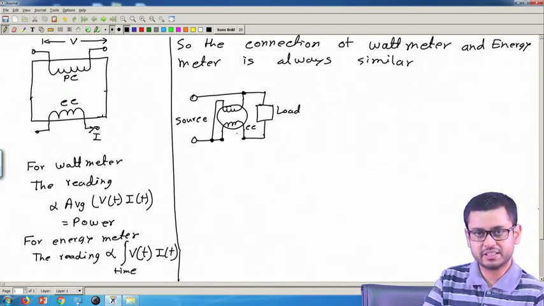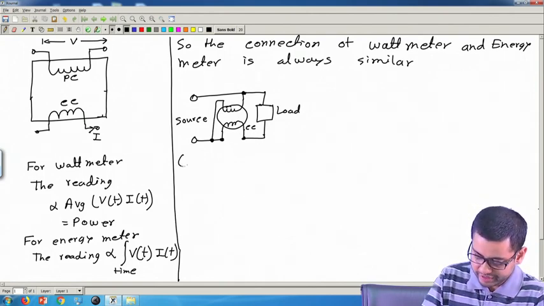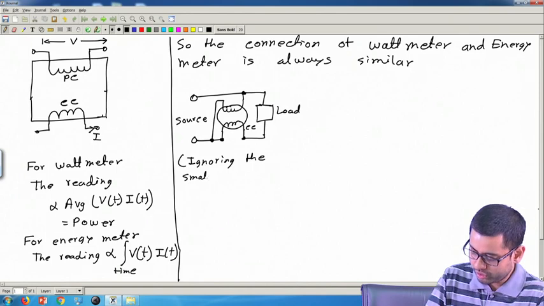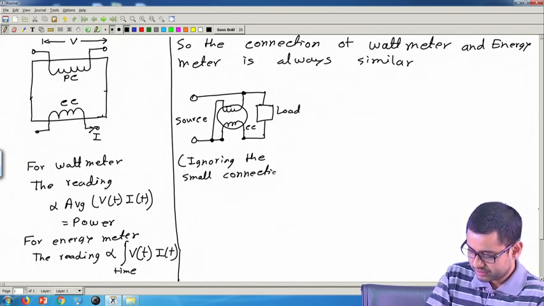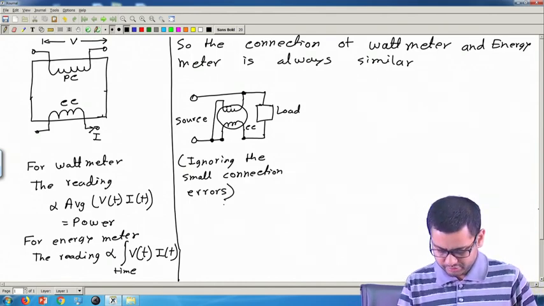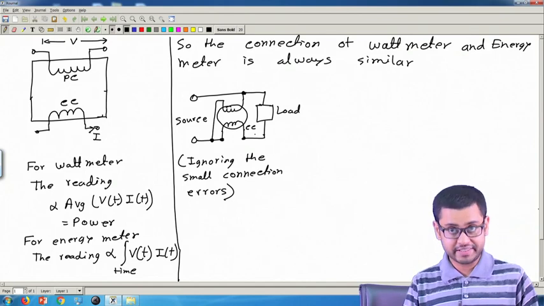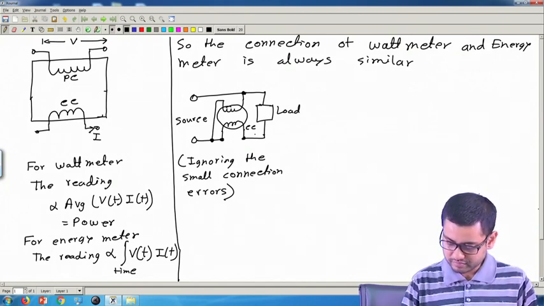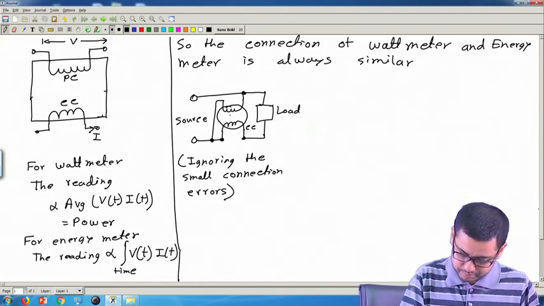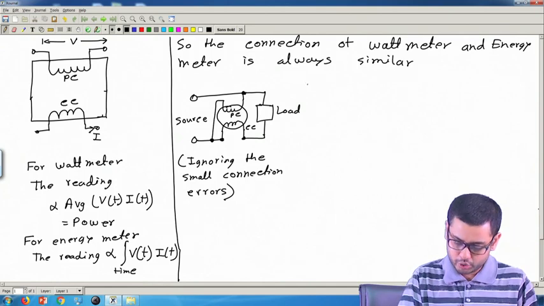For that, we can have a compensating mechanism, compensating wattmeter. So this is ignoring the small connection errors. For now, for the ease of understanding, we are ignoring small errors. But those are definitely there. This is PC, pressure coil. Now suppose I have a three-phase supply and a three-phase load.